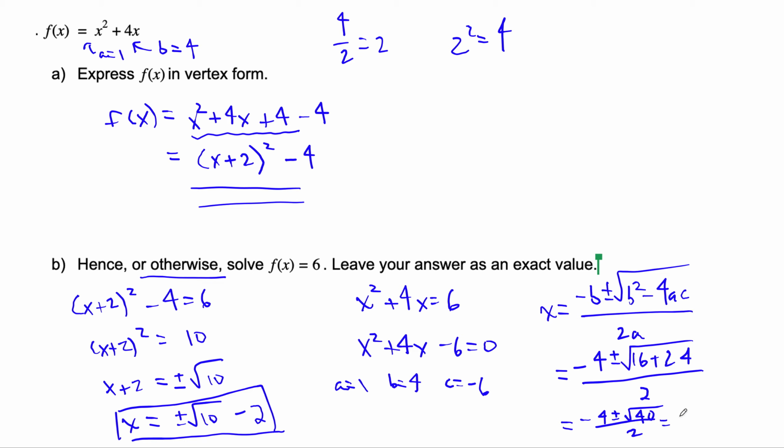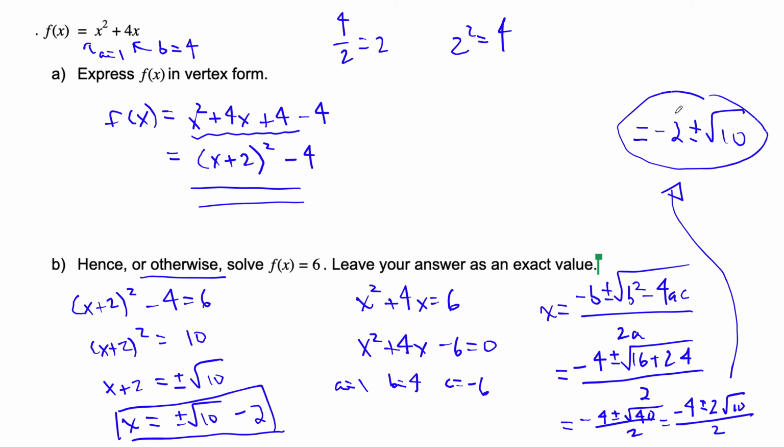We can simplify this radical to become plus or minus square root of 4 times square root of 10, or just 2 square root of 10, over 2. And the 2 can be divided into both the negative 4 and the 2. So this simplifies to negative 2 plus or minus square root of 10, which is the same answer that we had over here.